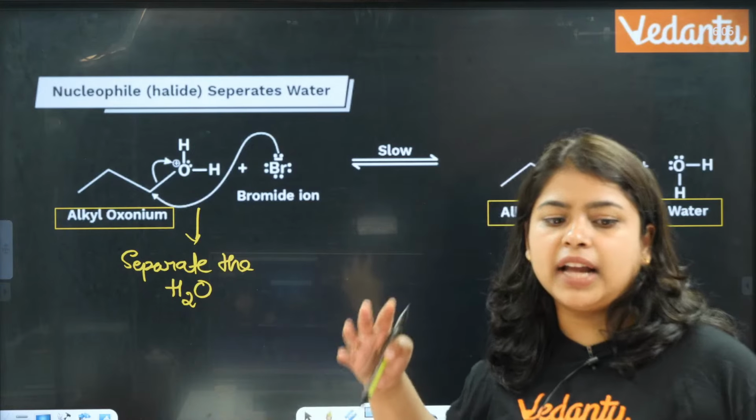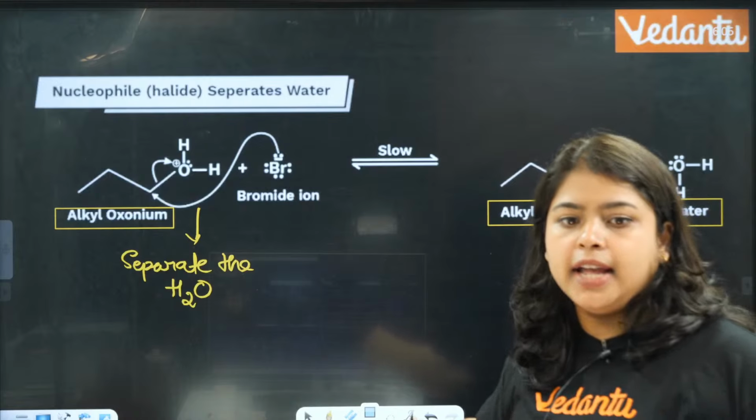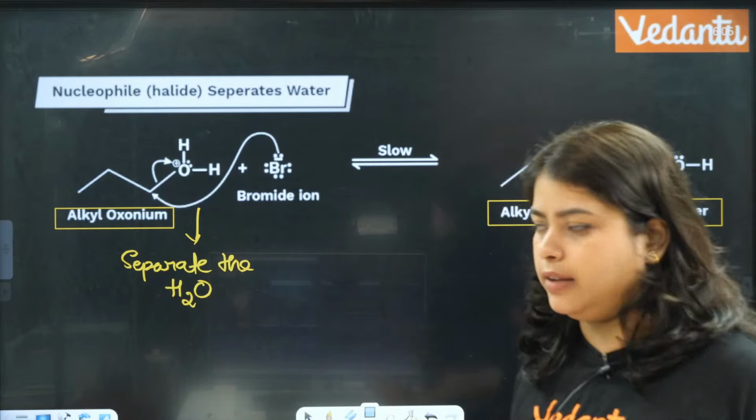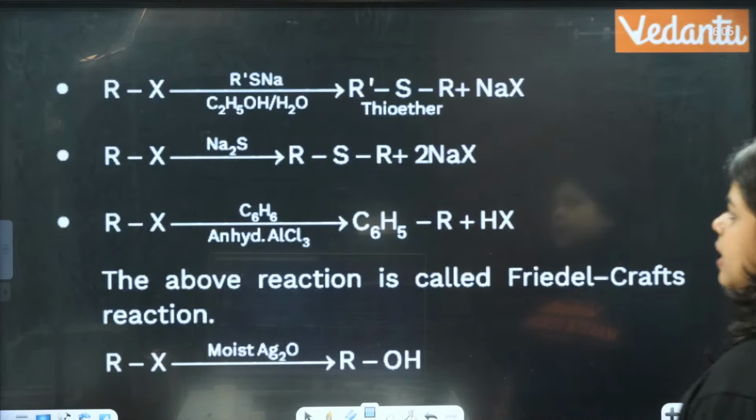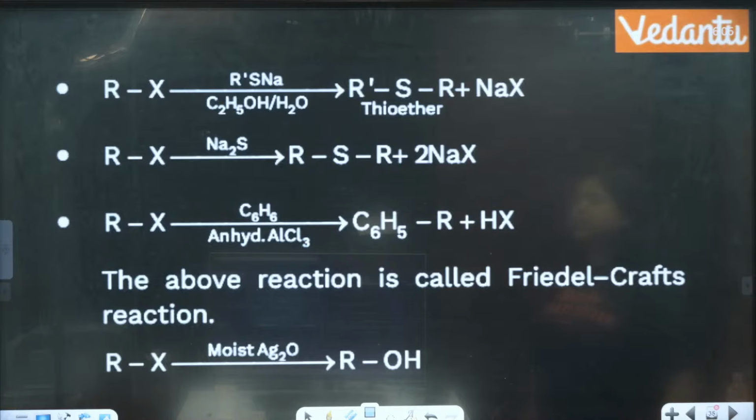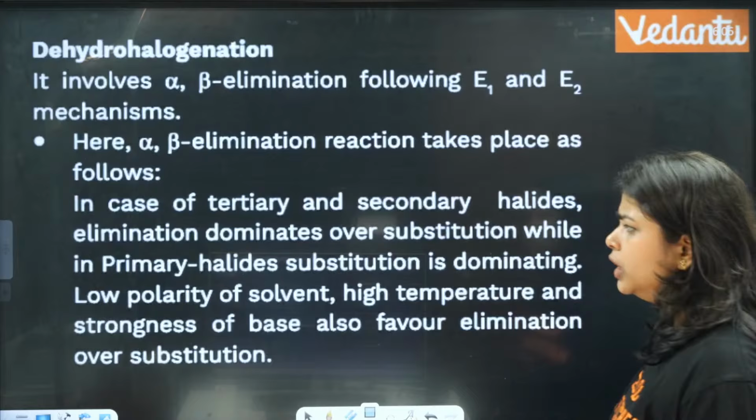In SN2, the nucleophilic attack always happens from the back side. It's going to happen from back side. Clear? So here what happens, it is going to separate the water, it will separate the water here easily. Done? So these are the few reactions which you can take it. Okay, which one can be taken in this place.